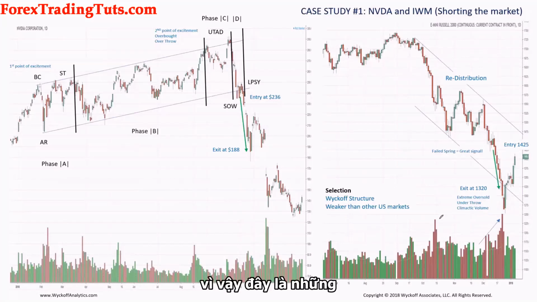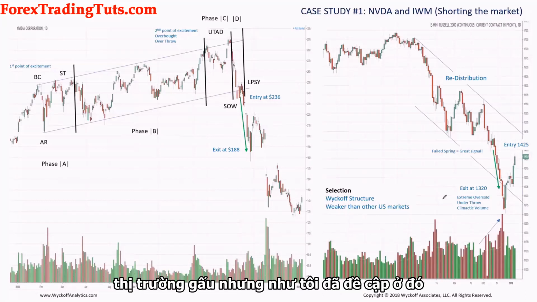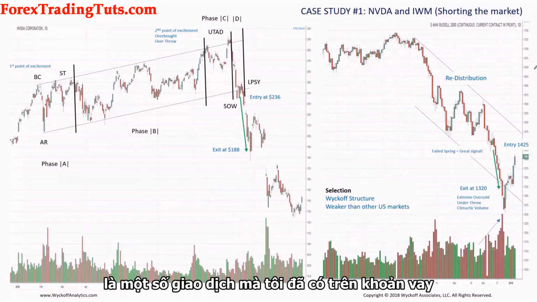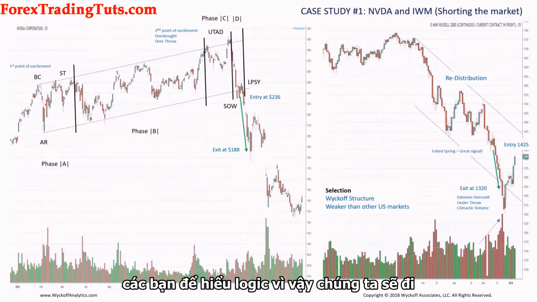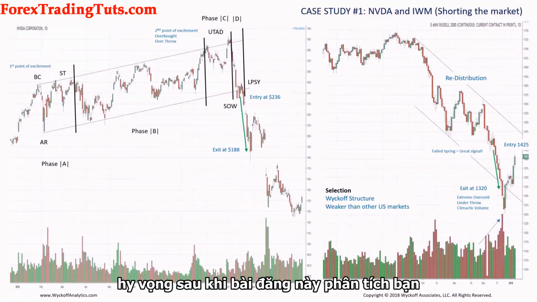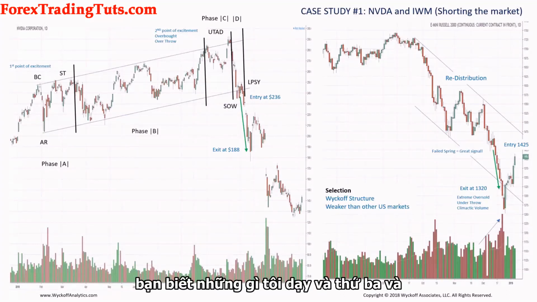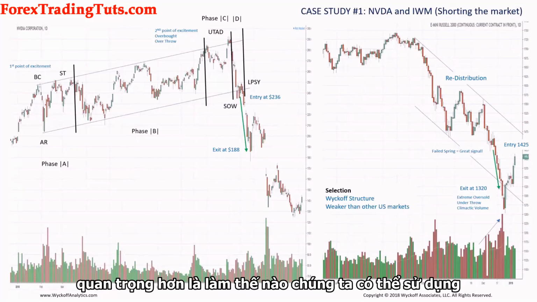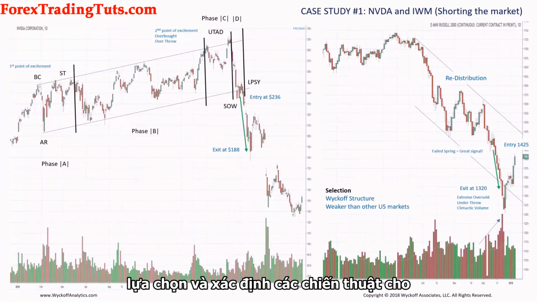So these are the couple of trades that I've conducted during this bear market. But as I've mentioned, there were some trades that I had on the long side, and I definitely want to acknowledge that. That's number one. I want to explain the logic. I want you guys to understand the logic. So we'll go through that, and hopefully after this post-analysis, you would get a feel of, first, how I trade, secondly, what I teach, and thirdly, and more importantly, how we could use Wyckoff methodology to define the selection and to define the tactics for us.